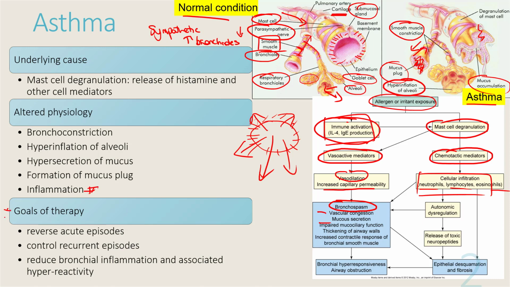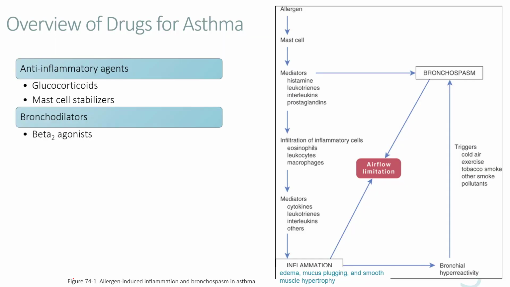Okay, so the goals of therapy for asthma are to reverse acute episodes of asthma, and to prevent and control recurrent asthma episodes, because in a large proportion of people with asthma, they have persistent asthma, whether it be severe or mild or moderate. And then, of course, to reduce the underlying inflammation of the bronchioles and associated hypersensitivity. So we're going to look at that in the following slides.